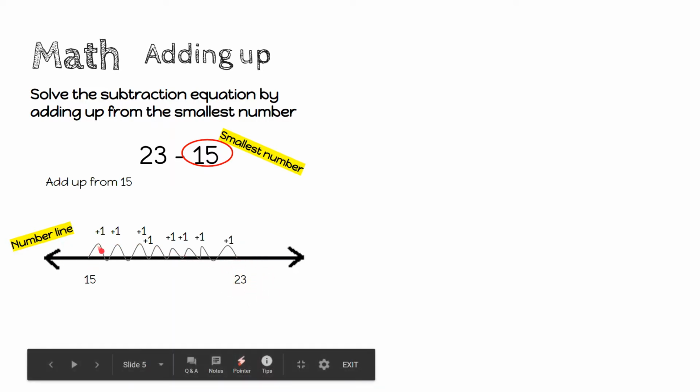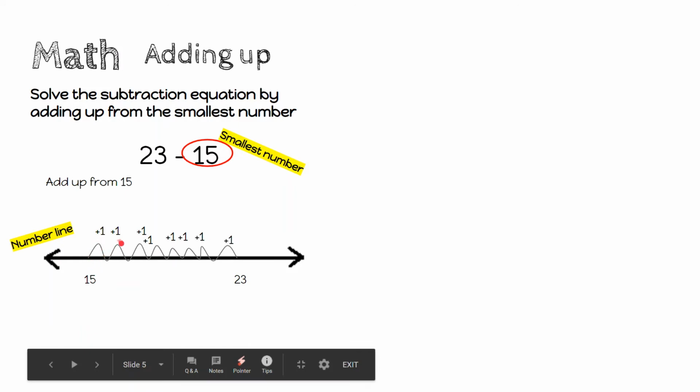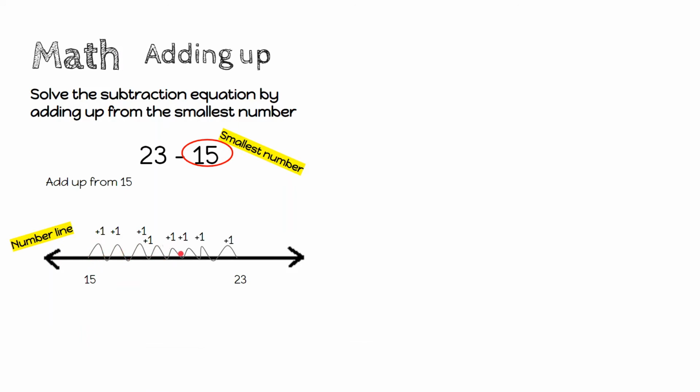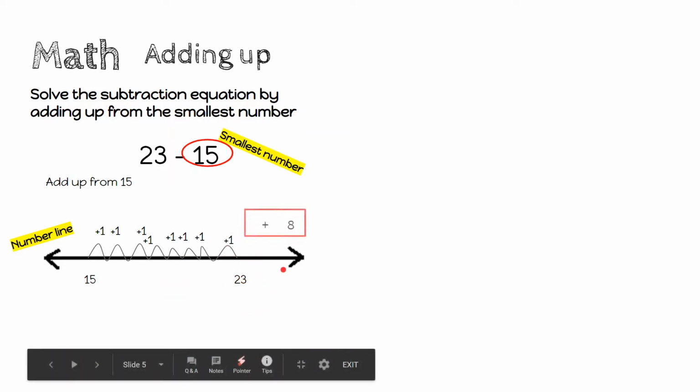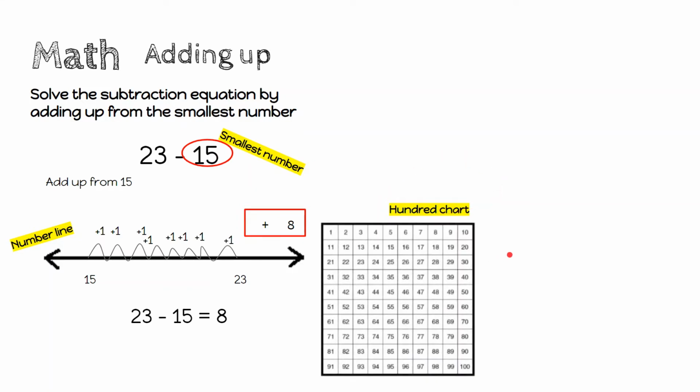So 15, 16, 17, 18, 19, 20, 21, 22, 23. So we know that if we add 8 times, we will get to the number 23. So 23 minus 15 equals 8. We can also use this and solve this equation on a 100 chart.